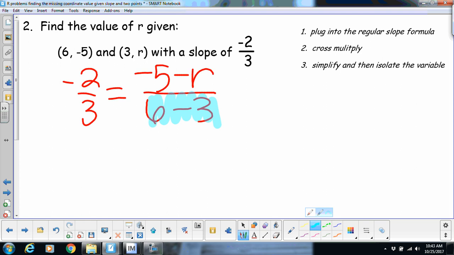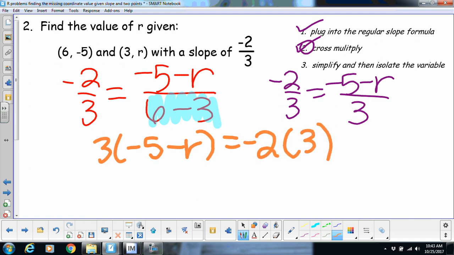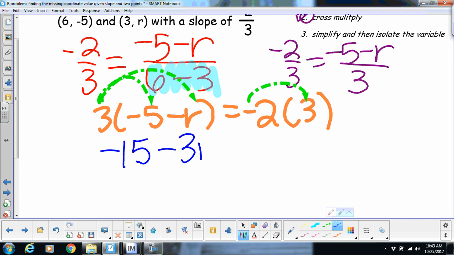6 minus 3 gives me 3, so negative 2/3 equals negative 5 minus r over 3. Right? Cross multiply. So we plugged in, now we're cross multiplying. So that's going to give me negative 2, I'll go the other way. 3 times negative 5 minus r and negative 2 times 3. So negative 15 minus 3r equals negative 6.